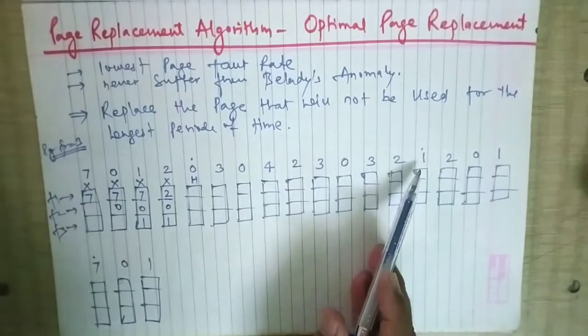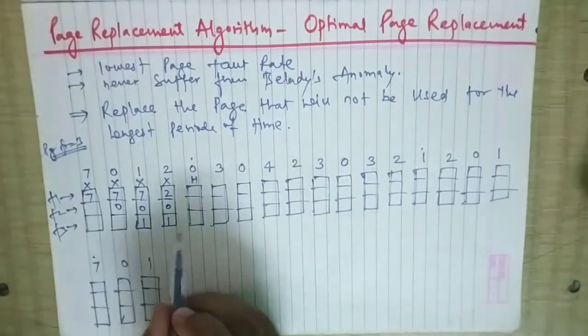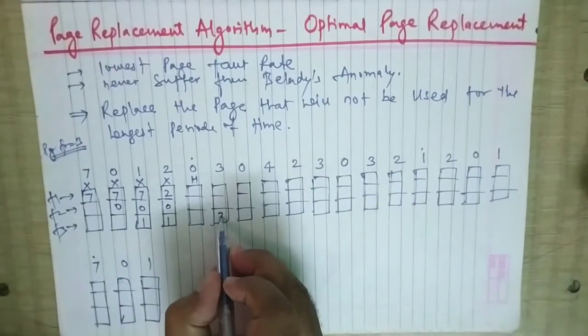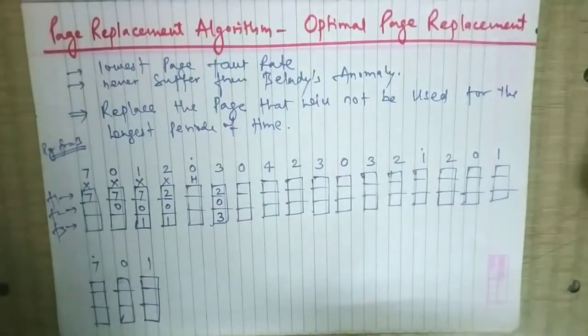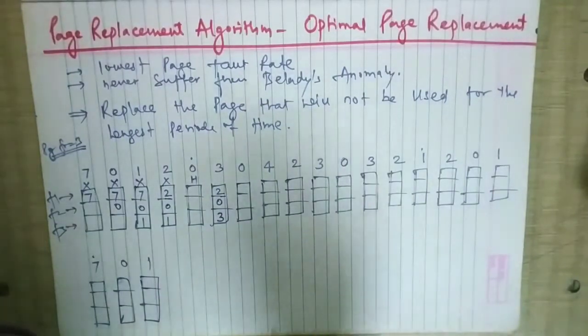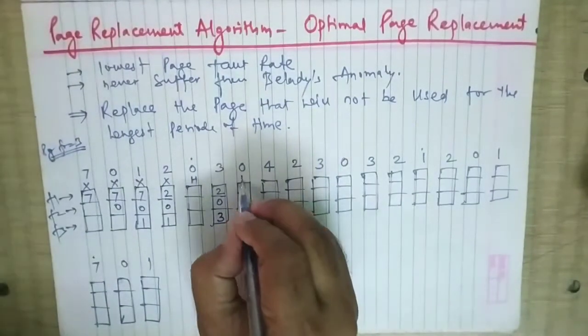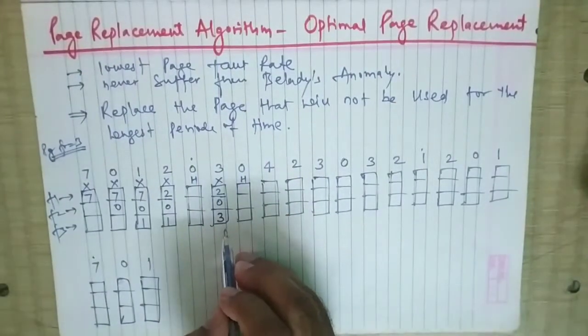So it will be replaced at the place of 1. Okay, where is the 1? 1 is over here. Okay, so 3 will come over here, 0, 2 will be as it is, right? 203. Okay, now the next is 0. So 0 again is a hit, this is the miss. Okay, we'll leave it as it is.